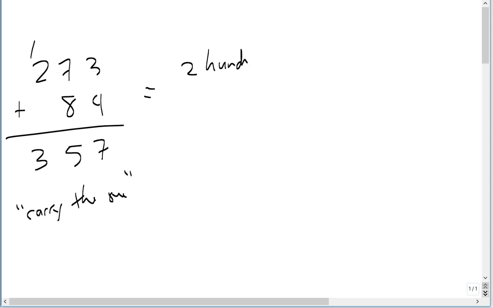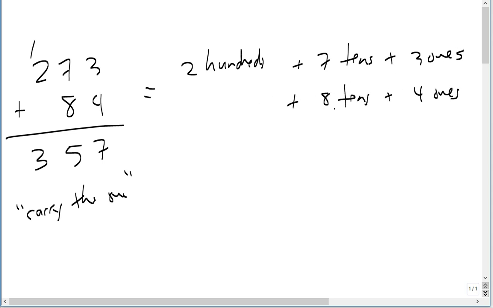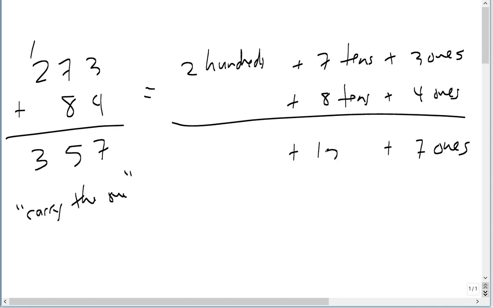We have 2 hundreds plus 7 tens plus 3 ones, and we are adding to that 8 tens and 4 ones. And, okay, we add the ones to ones. 3 ones plus 4 ones is 7 ones, no problem. 8 tens plus 7 tens is 15 tens. And just like we say, 7 plus 8 is 15. Yeah, we get 15 of something because we are in the tens place and not in the ones place or the hundreds place. We have 15 tens.